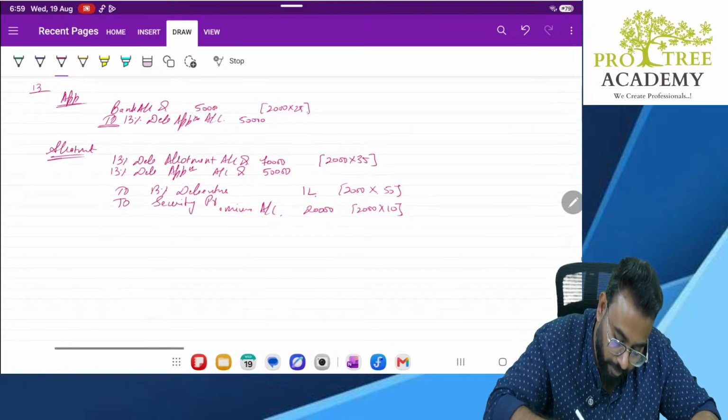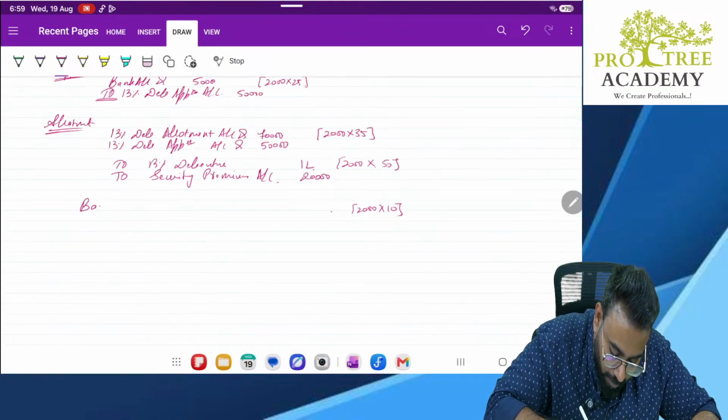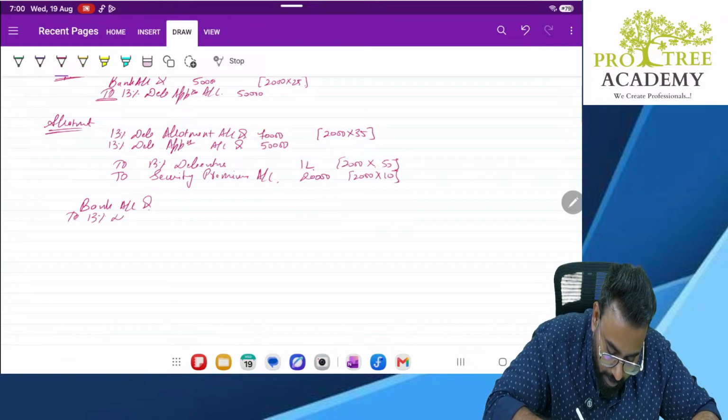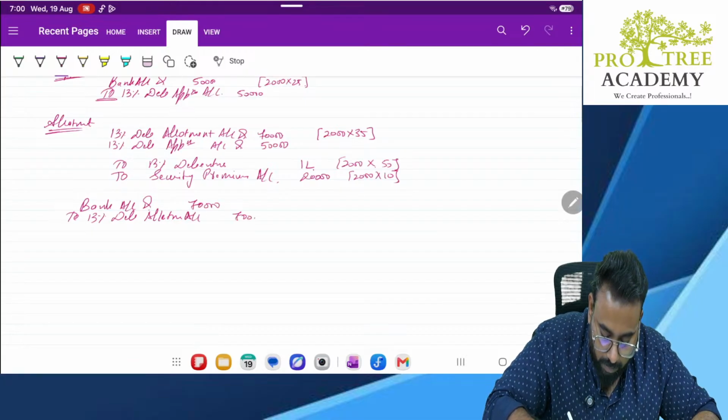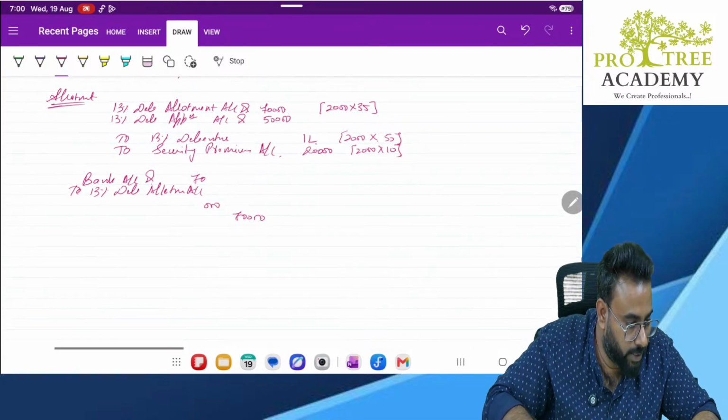Clear? When we receive the money, what is the entry? Bank account debit to 13% debenture allotment account, 70,000. 70,000. Okay.